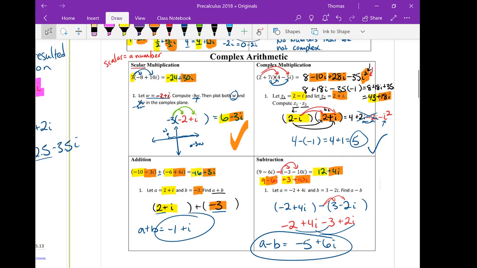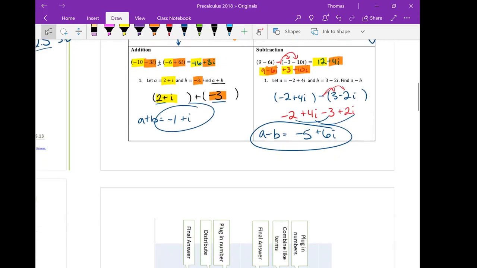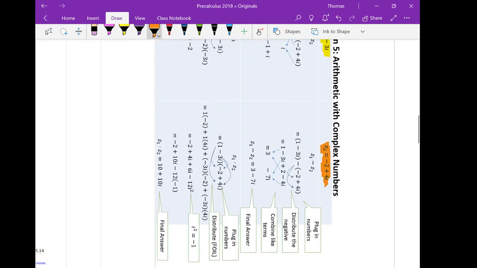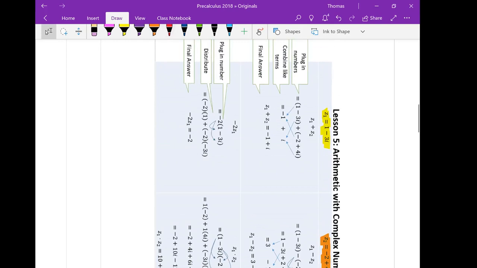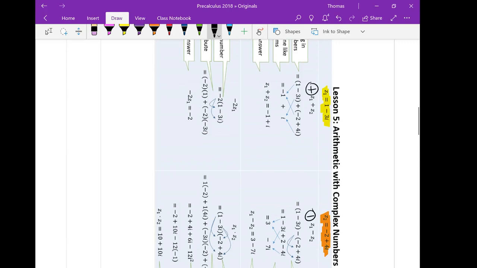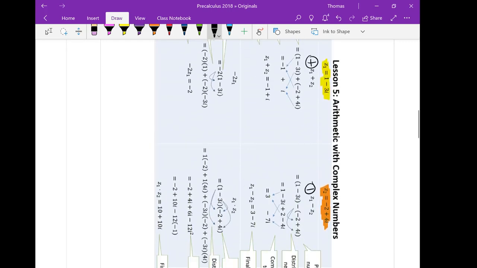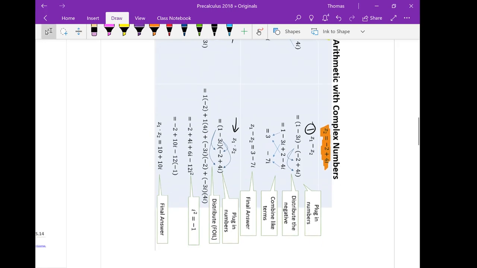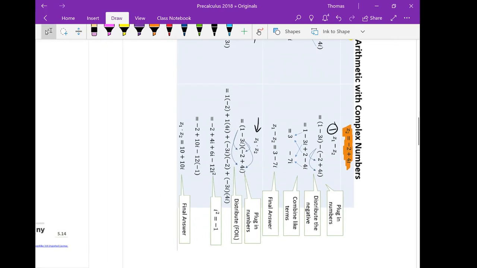On the back side of this handout, there's even another set of worked out examples. Here we use two numbers in particular. z1 is equal to 1 plus 3i, and z2 equal to 2 plus 4i. And then we showed an example of addition here, an example of subtraction here, scalar multiplication with a negative here, and then complex multiplication down here. Scalar multiplication was up there. So this is another reference for you to use as you're practicing, as you're reviewing, whenever. Make sure you put this handout in your binder with lesson 5 so that when you go back, you'll have reference.